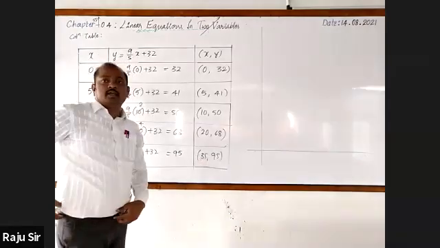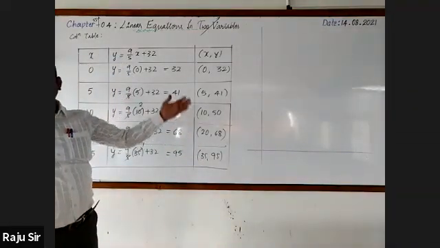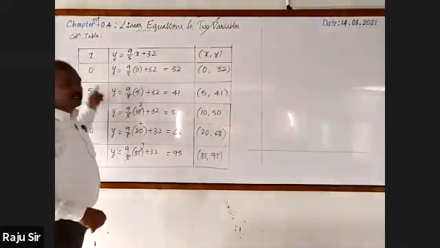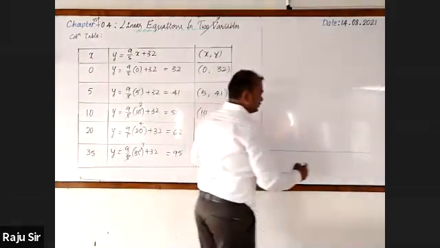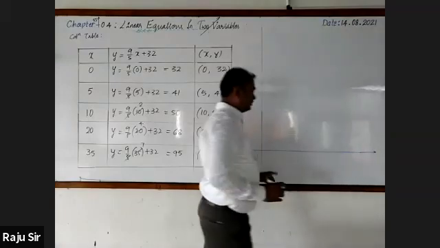What should be taken along the X axis? Degrees Celsius. And what is the scale? Degrees Fahrenheit.